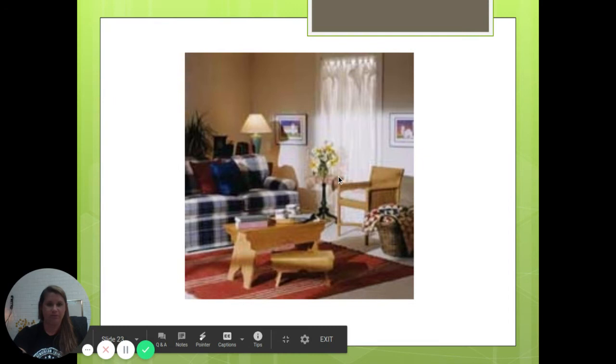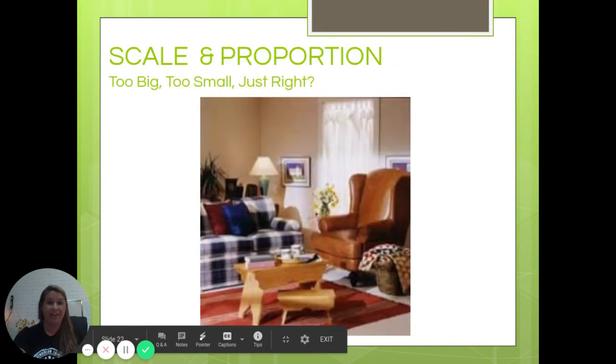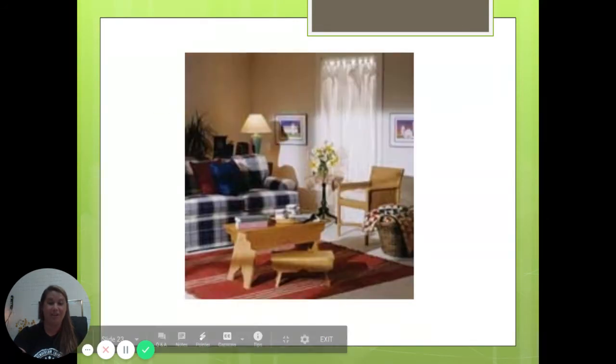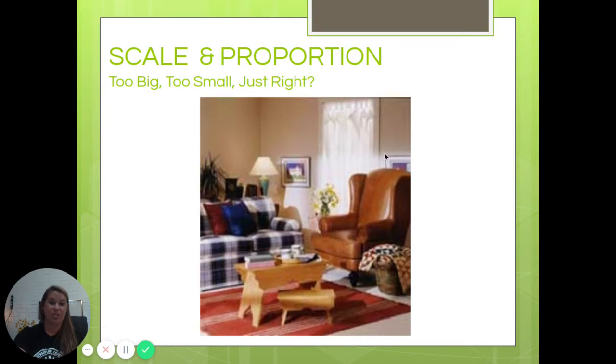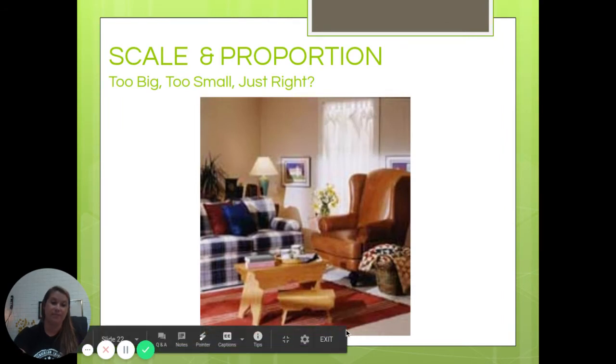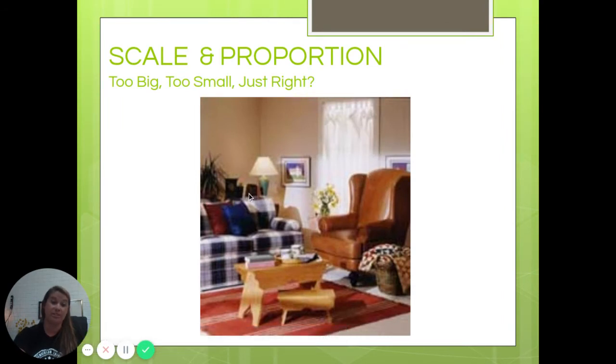So now it's a little bigger. Okay, what are we looking at? We weren't looking. I think the coffee table is changing sizes. Okay, let's also look at this chair. Is it too big, too small, or just right? It's too big. Look how much taller it is than this couch.